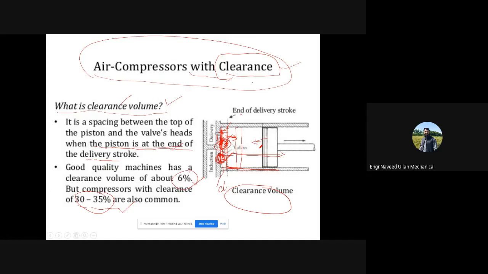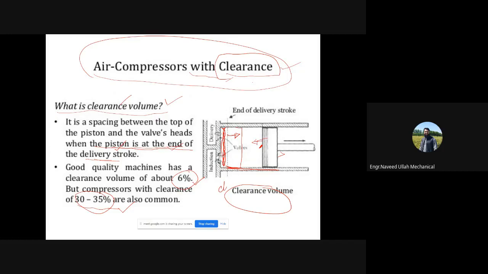You know what happens is, if you come here, right, let me rub this a little bit. Okay, when the piston is at the delivery, the compressor is at the end of the delivery stroke. Okay, now it starts moving from here in the rightward direction. अब यहाँ पे क्या है? Here we are having compressed air in the clearance volume, right?